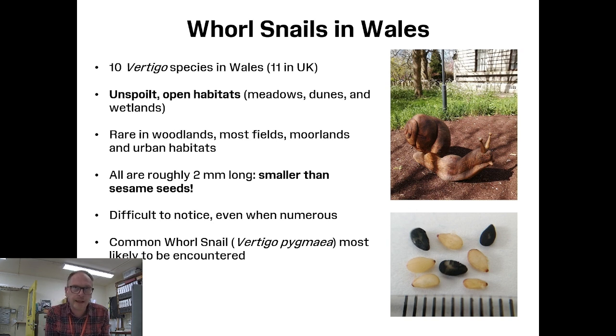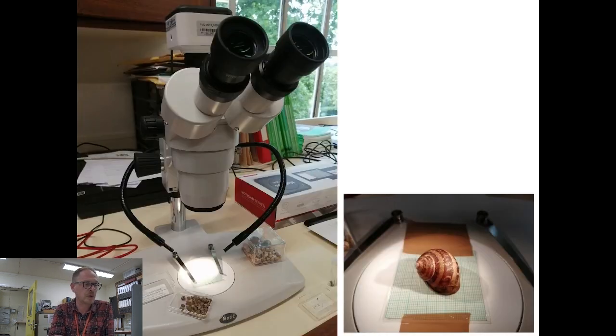The only one you're likely to bump into by accident, and indeed the most common in Wales by quite a long way, is the common whorl snail, Vertigo pygmaea. It's nice when something's got common in the name and it actually is common, and that's the case here. So that's the one you're most likely to see. So very few people in Wales will have seen most of these species, which I'm going to show you now.